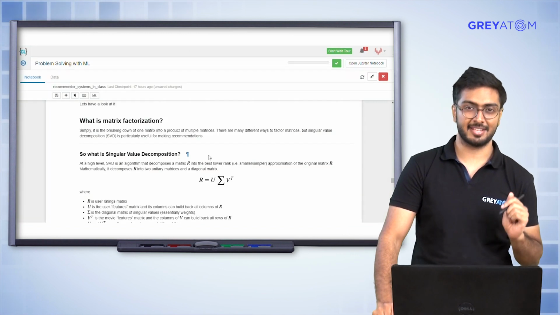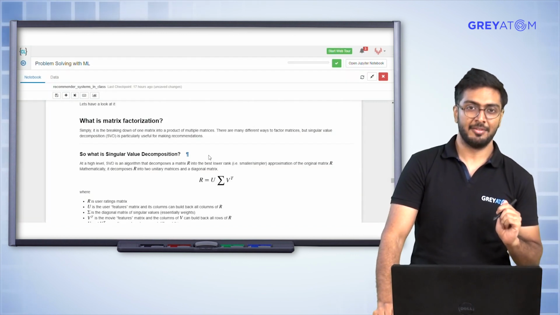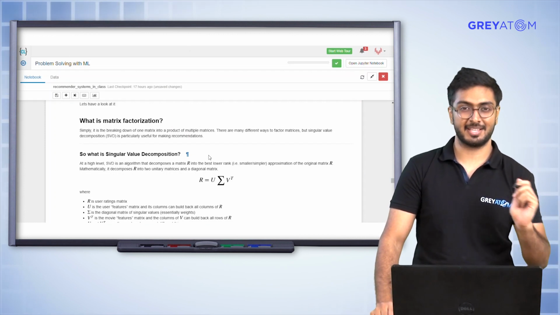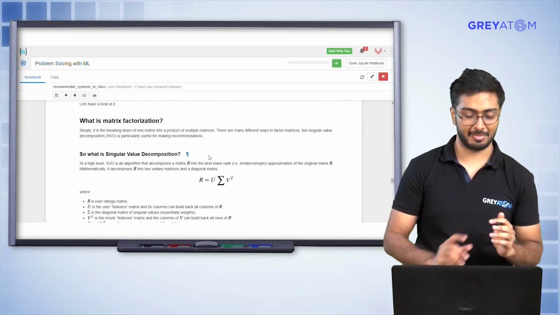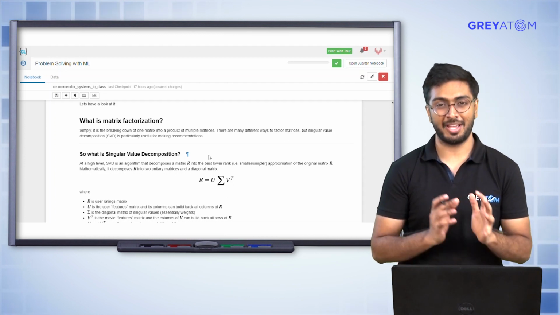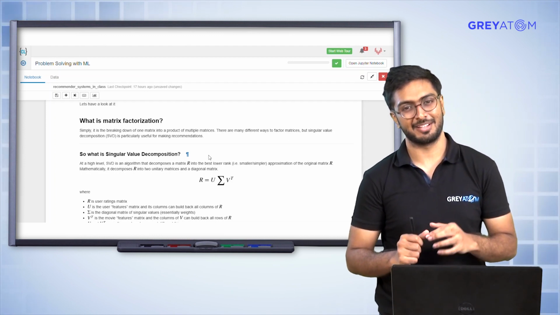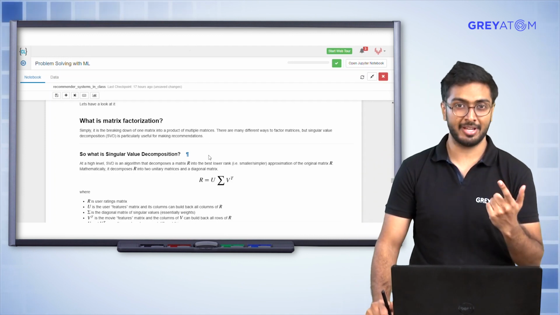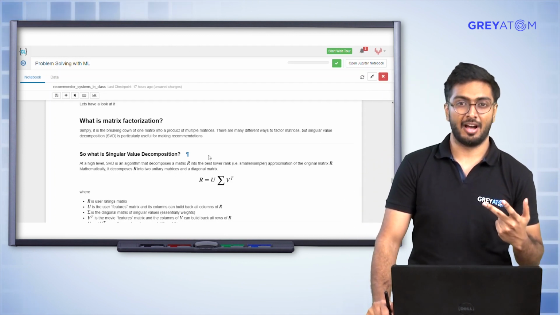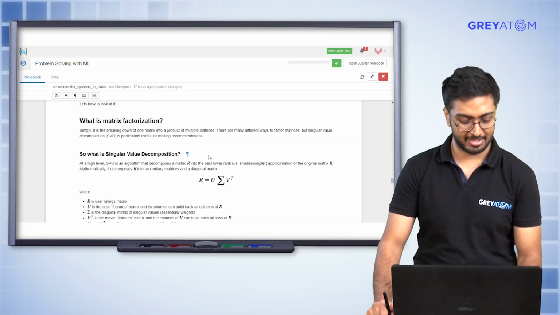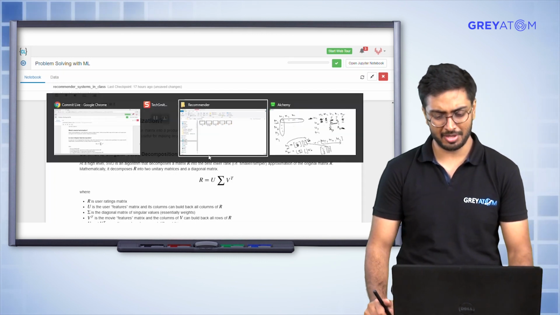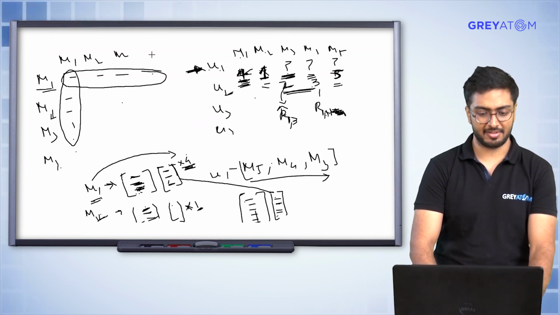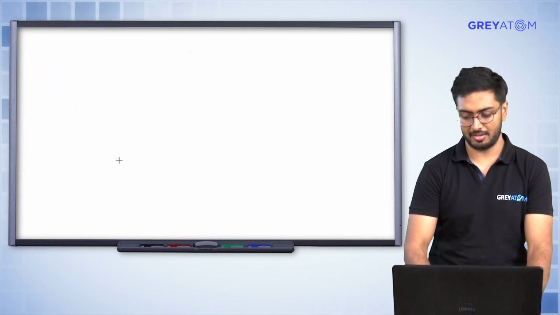But there's an interesting concept that we are going to talk about right now, which is called the singular value decomposition method, which is basically a type of matrix decomposition, or matrix factorization. So what is this matrix factorization method? Before we get into this, let's understand why we are doing this, and get an intuitive idea of what we are trying to do in the case of matrix factorization.